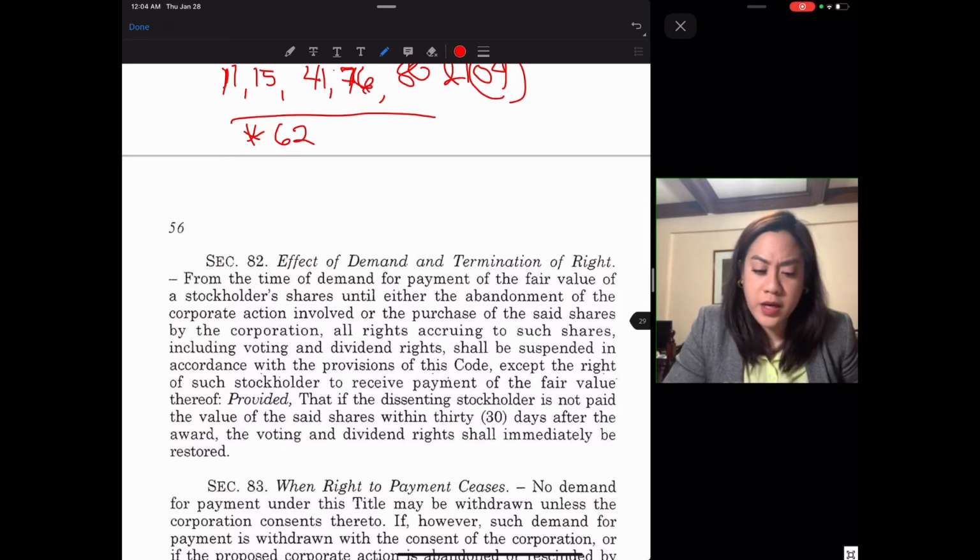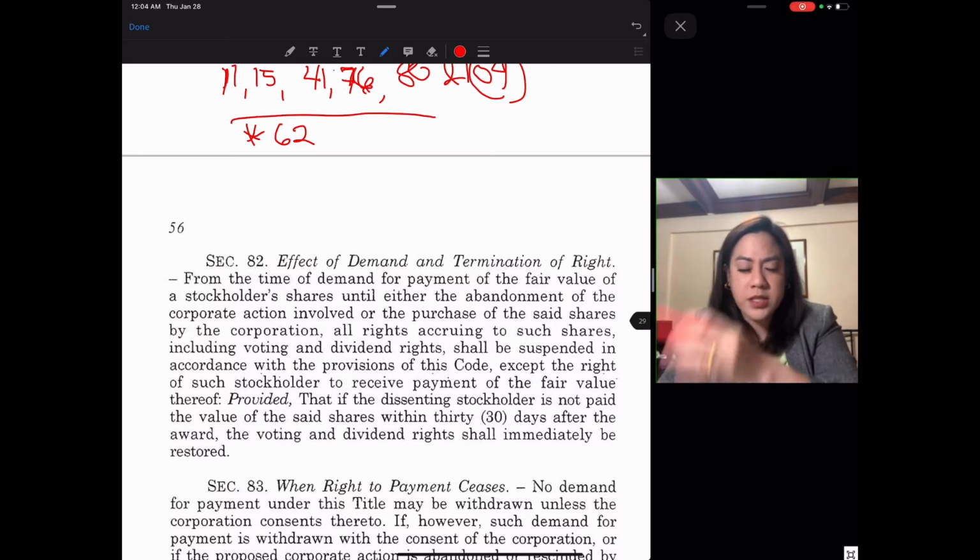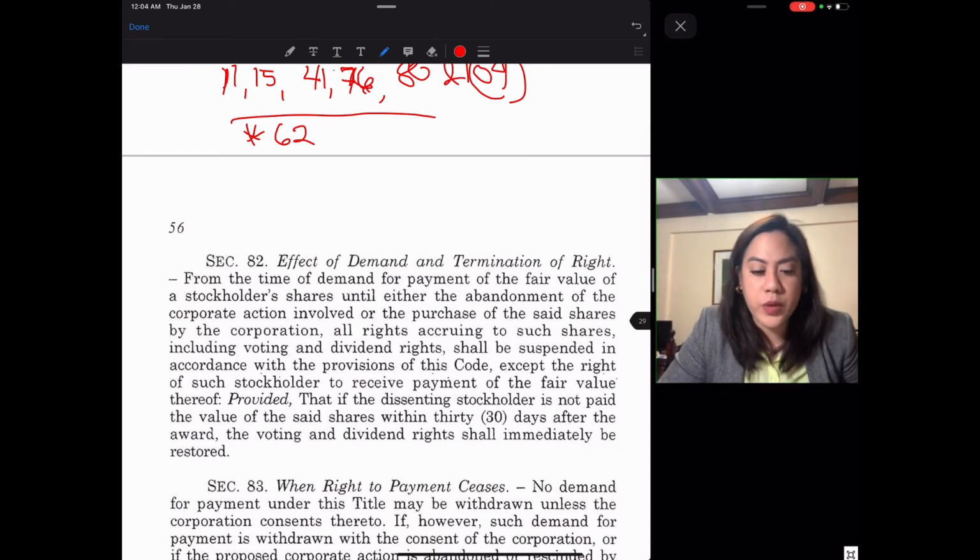Usually under Section 81, I did not discuss it pala kanina. If within 60 days from the approval of the corporate action, the withdrawing stockholder and the corporation cannot agree on the fair value, it shall be determined by 3 disinterested persons, 1 chosen by the corporation, 1 chosen by the dissenting stockholder, and a 3rd one chosen by both.